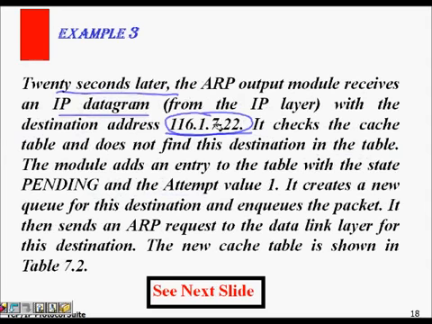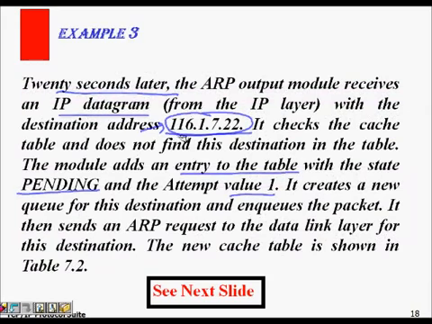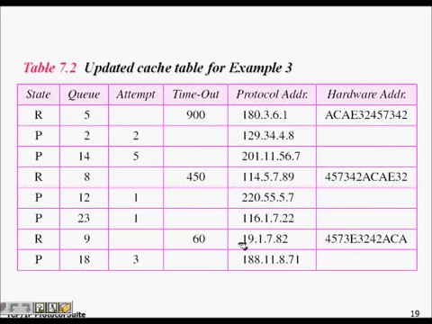Because I don't know the MAC address, I will send an ARP request and put an entry in the table for this IP address, but I don't know its MAC address now, so I will put pending in the state. And I will make a queue for it. So now let's see, this is 116.1.7. I have an entry now in my cache table. This is my attempt 1 to find its MAC address, and the queue number is 23. It is in pending state because I don't know the MAC address now.